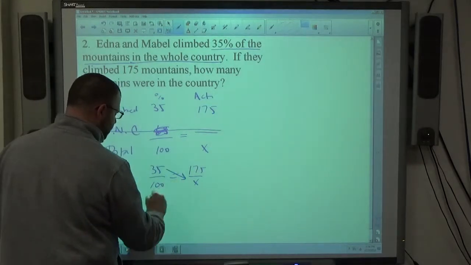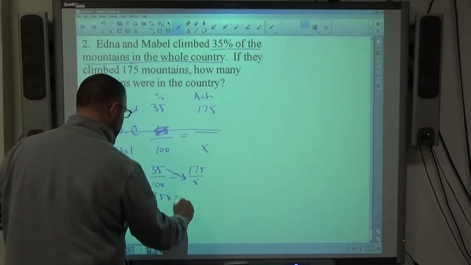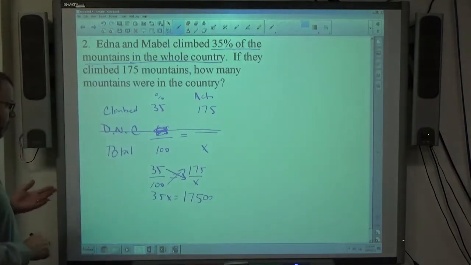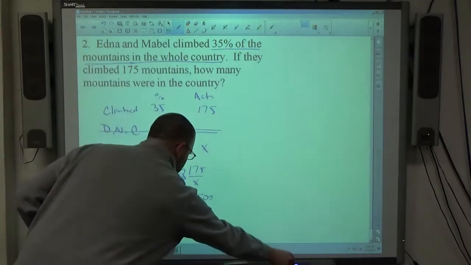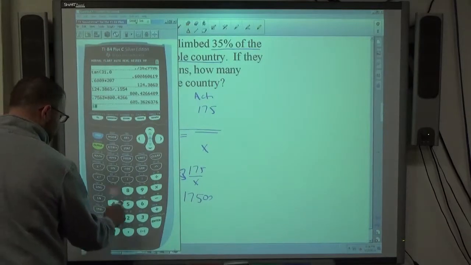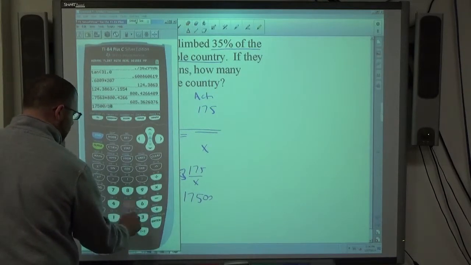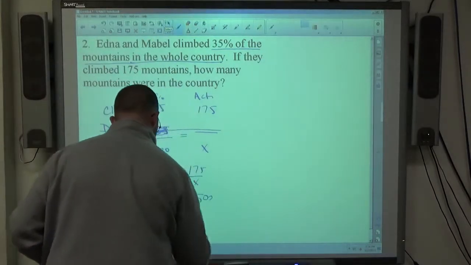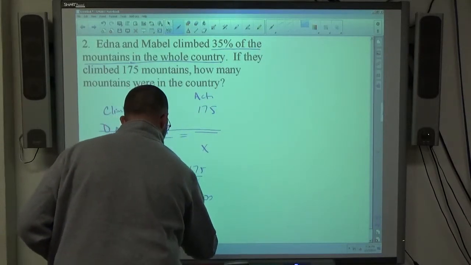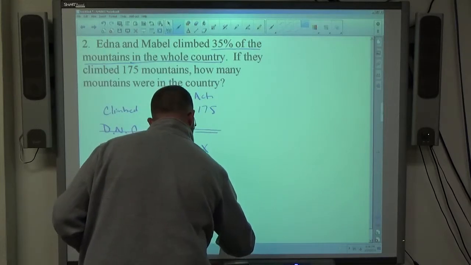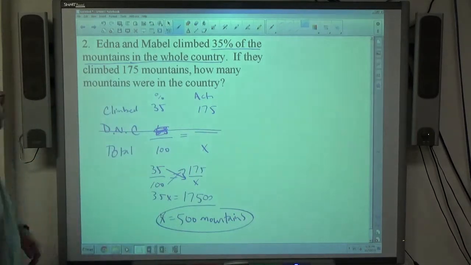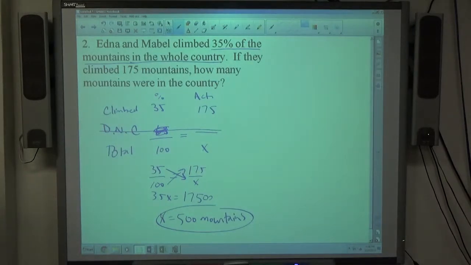Cross multiplying, 35x is equal to 17,500 for that product. Divide both sides by 35. That was not quite so easy to do in my head. So 17,500 divided by 35 comes out to 500. How many mountains were in the country? 500 mountains were in the country.